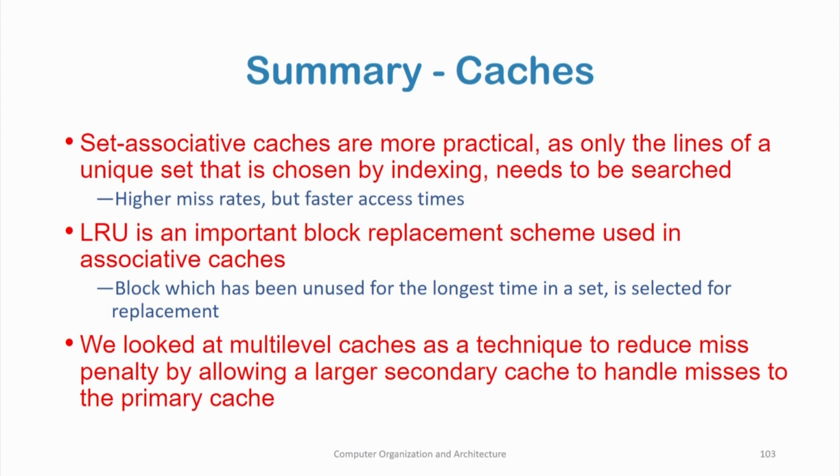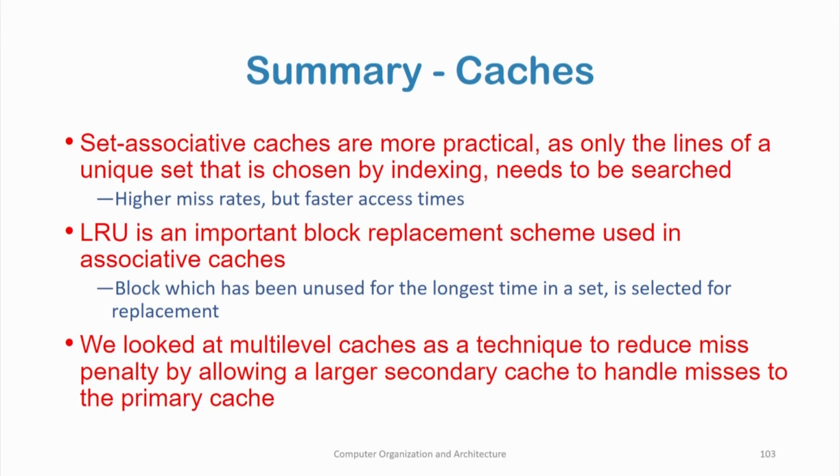Okay. So this scheme incurs higher miss rates than fully associative caches, obviously, because my options are more restricted with respect to fully associative caches. However, I have faster access times because the search times are much reduced. LRU, least recently used, is an important block replacement scheme used in associative caches.